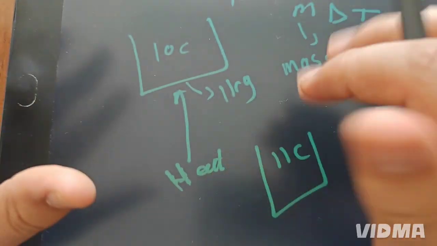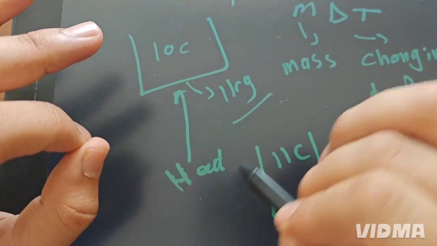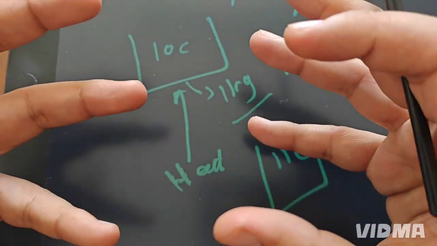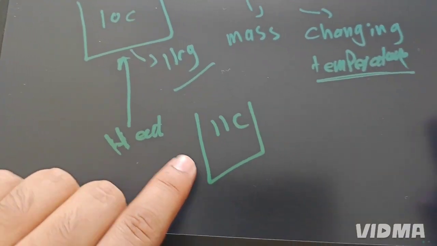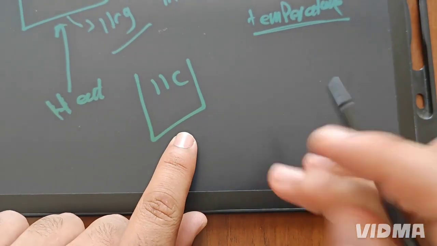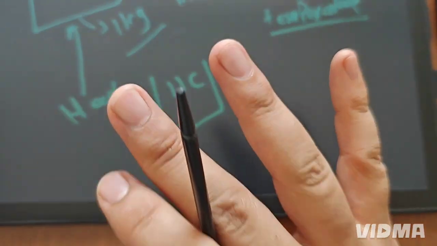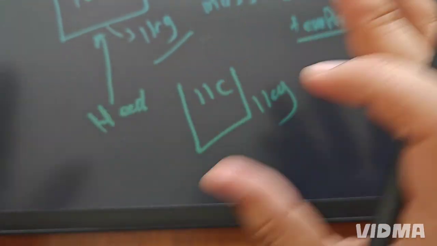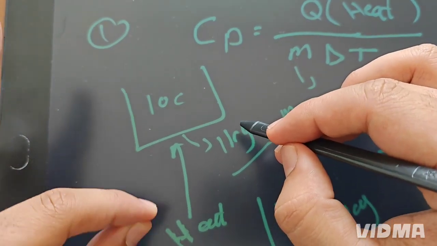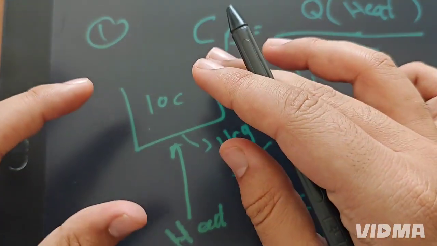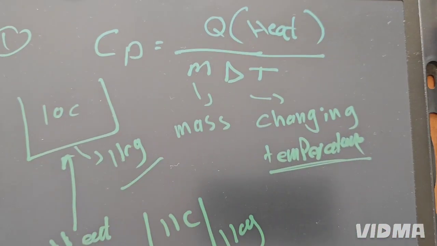So let me repeat again. We have this container. The mass of this container is 1 kilogram. And I want to increase the temperature of this object by 1 Celsius, so after a while the temperature becomes 11 Celsius, and the mass is still 1 kilogram. So this is called, in general, specific capacity. When you have an object with a mass of 1 kilogram and you want to increase its temperature by only 1 Celsius, this process is called specific capacity.